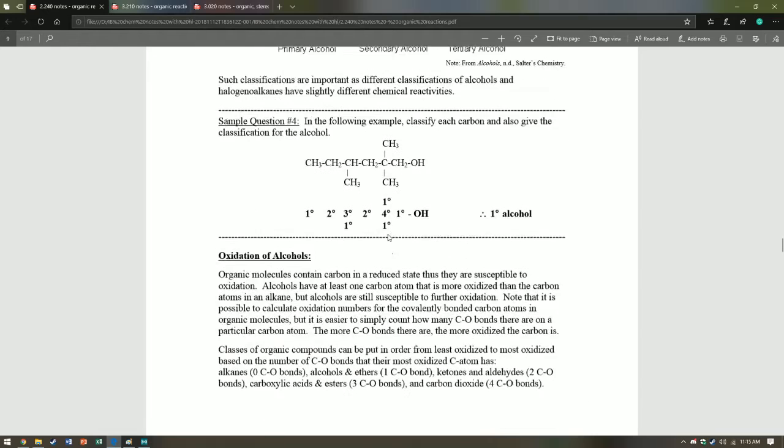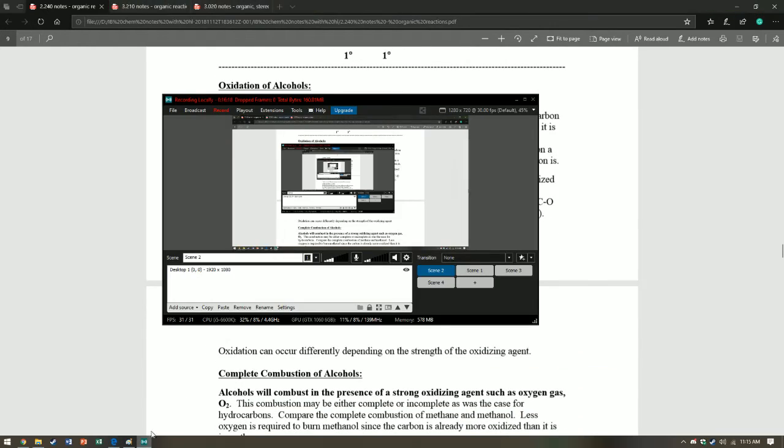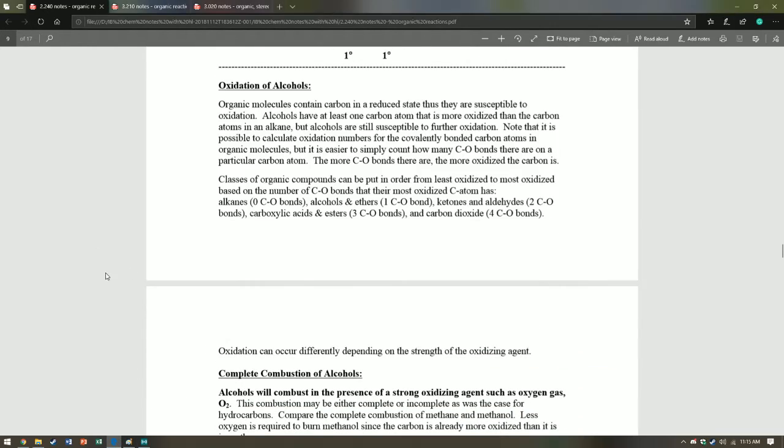And now that we know how to do that, we can consider the partial oxidation of alcohols. Let me just see how long this video is. All right.